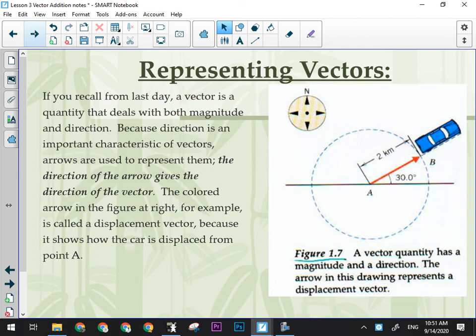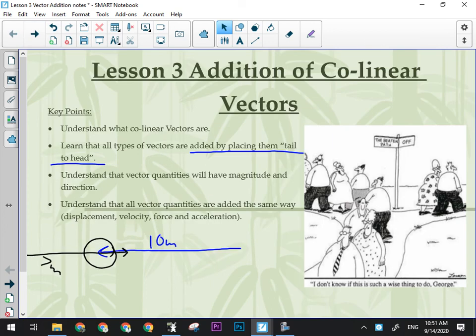The other thing about vector diagrams is the length of your arrow has to represent the scale, or the magnitude, of the thing that you're drawing. You can see that when I first did this diagram over here, my 7 meter vector was not as long as my 10 meter vector. The length of the arrow represents the magnitude.